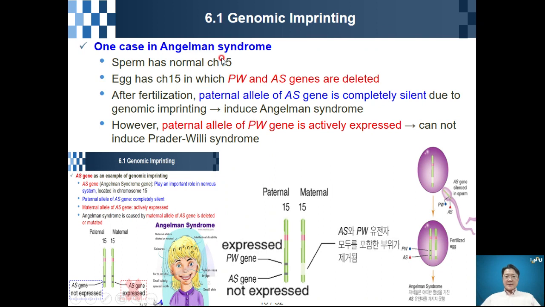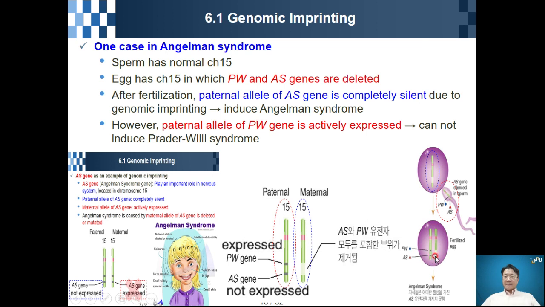The case is that this is sperm. Sperm has the normal chromosome 15, so it has the PW gene and the AS gene. However, the egg has chromosome 15 in which PW and AS genes are deleted. Okay, after fertilization, this is their chromosome. This comes from the father, paternal, and this comes from the mother, maternal.